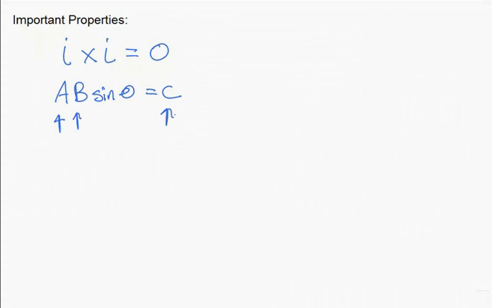Other important properties to remember about the cross product are, when crossing a unit vector with itself, it equals 0. And this comes from the property AB sine theta equals C, A being a magnitude, B being a magnitude, and C also being a magnitude, and theta being the angle between the two vectors. If we take the magnitude of I, which equals 1, sub this into the equation, we know that the angle between the two vectors is 0 degrees. Put this into your calculator and you'll get 0.